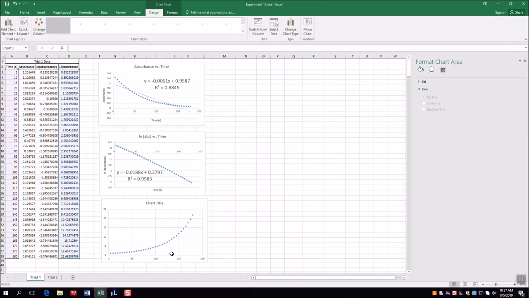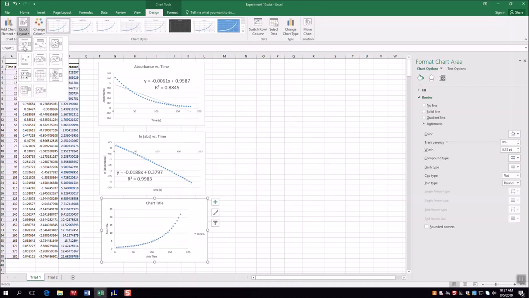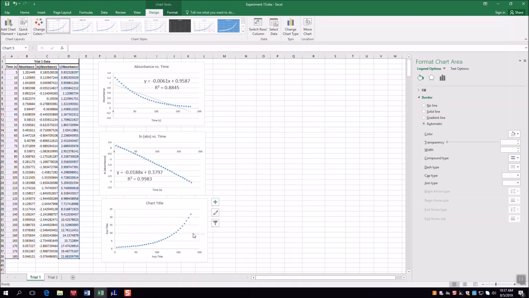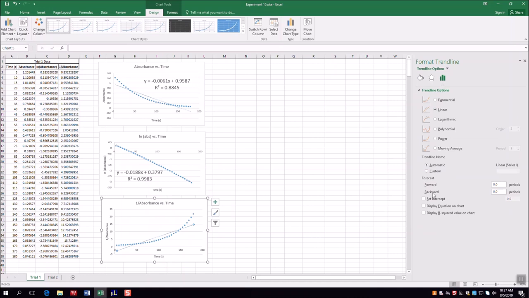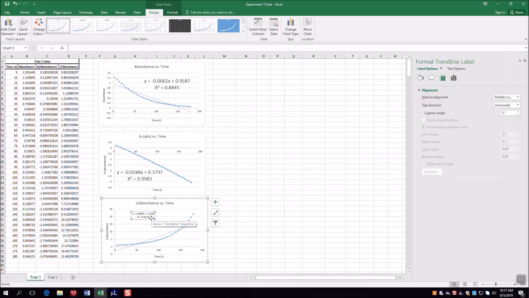Now we can see looking at it that this is pretty clearly not a straight line, but we still want to make sure that everything is thorough, so we're going to do all of the things we need to with our graph. We're going to label it 1 over absorbance versus time. We're going to label our y-axis as 1 over absorbance, and our x-axis as time in seconds. Then the last thing we need to do is right-click on our data points, click add trend line, make sure it's linear, and display the equation and R-squared. We're going to bring this over here so that I can make it a little bit bigger.